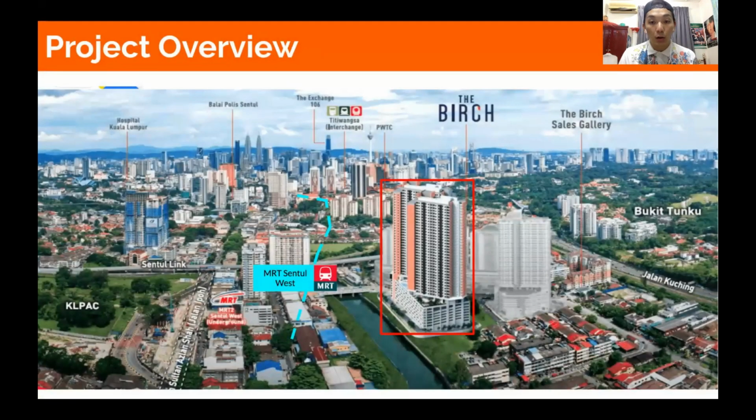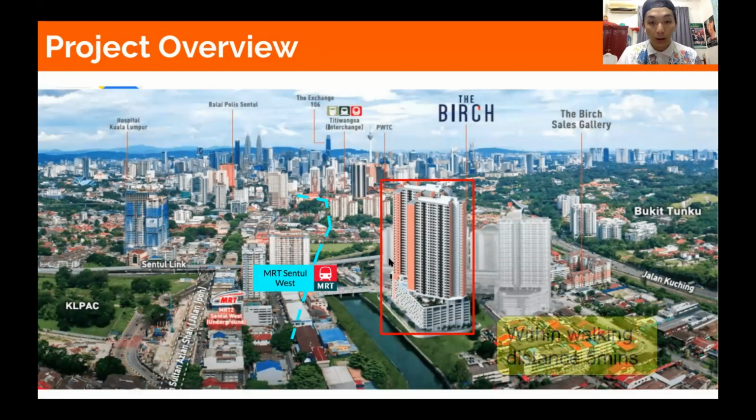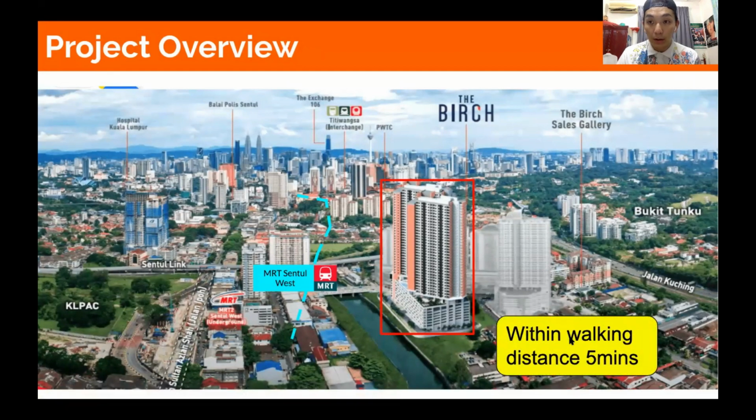So this is the project overview. The project that we are looking at now and sharing is the Birch. The Birch is very near to MRT Sentul. The line is actually under here, just that I need to correct this slide. Within walking distance, 5 minutes to the MRT Sentul West. This is MRT Line 2. That means the line connects directly to KLCC and also the future KLCC, that means Tun Razak Exchange.